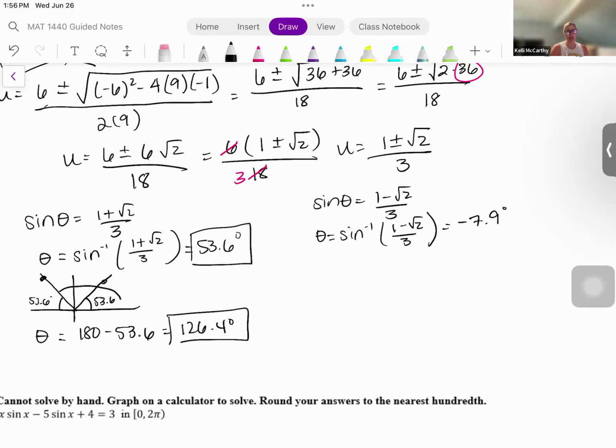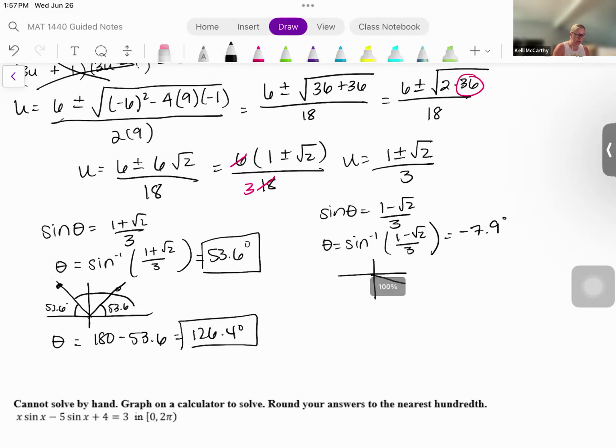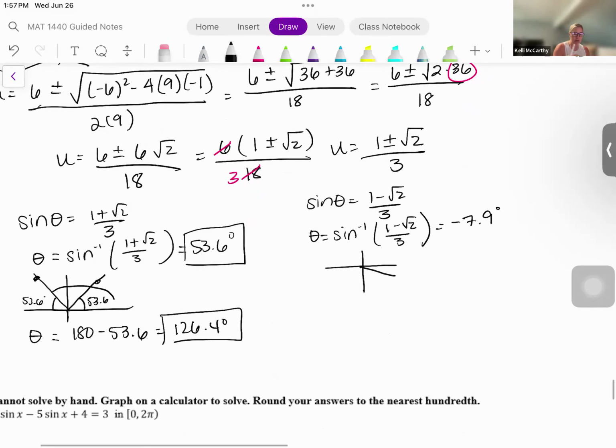Again, inverse trig functions, inverse sine in particular, is going to always give us an output from negative pi over 2 to pi over 2, or in this case, negative 90 degrees to 90 degrees. So this negative 7.9 degrees, that terminal side is going to be in the fourth quadrant. Our angle theta, we do want a standard angle from 0 to 360 degrees. So negative 7.9 isn't going to be our solution. We need to take 360 and subtract 7.9.